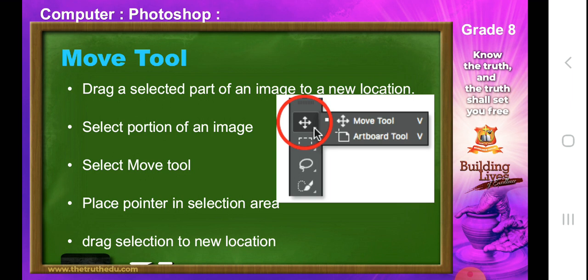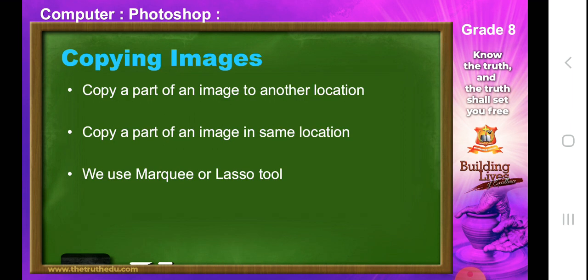Now it can select a portion of an image. We need to select the move tool, place the pointer inside the selection area and drag the selection to the new location. So students, while dragging, if you are using a mouse, you have to ensure that you press the left key and take the mouse to the location where you want to place it and then release your cursor. This is called drag and drop.